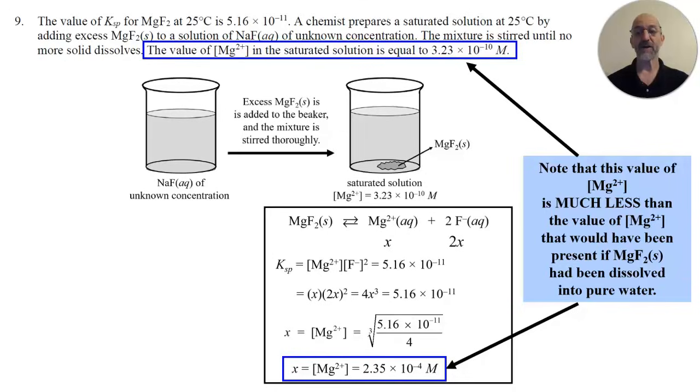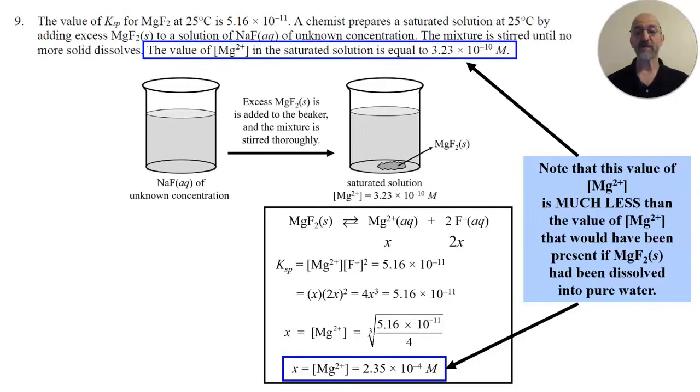Note that the concentration of magnesium in this solution that had sodium fluoride already present is much less than what the concentration of magnesium would have been if we had started by dissolving this solid in pure water. So again, that's the common ion effect. Additional fluoride ions were present in that beaker in the form of sodium fluoride before the magnesium fluoride was added.